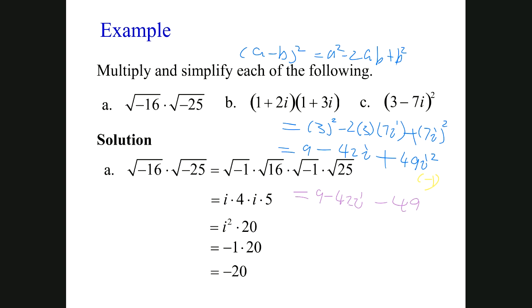Similarly, you create like terms. These two are the like terms. So you have -40 minus 42i. You got exactly the same answer. So you can either use the formula or use the FOIL. I'm giving you two ways to do this one. If you don't remember this formula, you can do the FOIL, just like this one. Any questions? Does anyone have any questions?